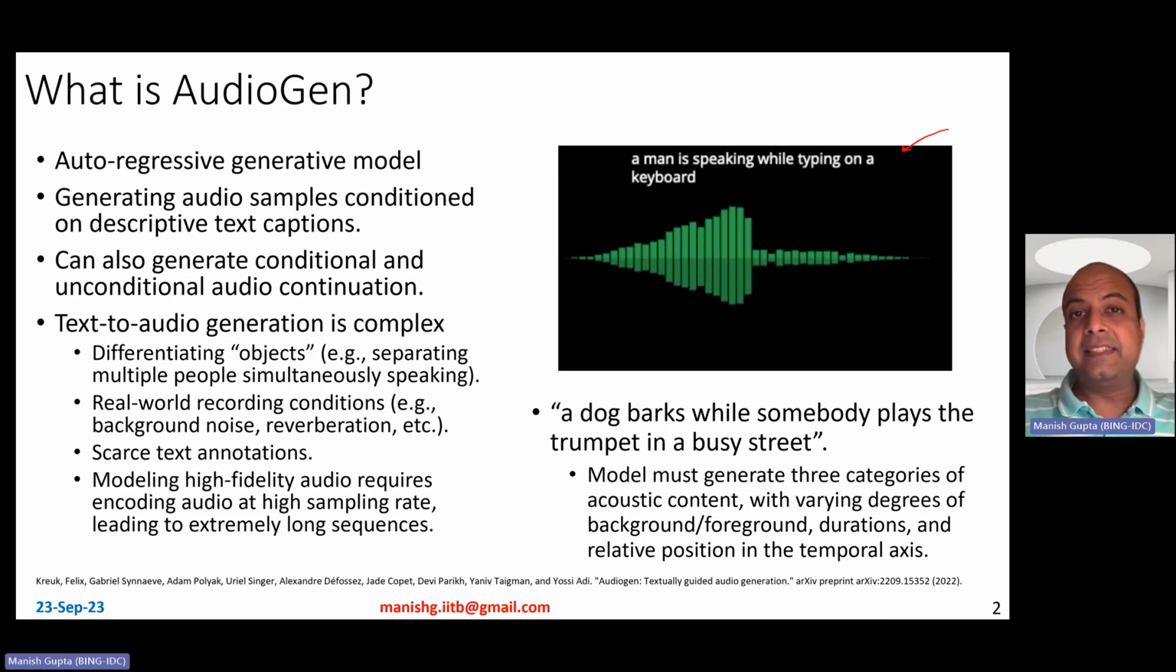So AudioGen is this nice large language model from MetaAI, which is basically an auto-regressive generative model. As you saw, it can generate really high quality audio samples conditioned on descriptive text captions, right? It can also generate conditional and unconditional audio continuation. By this, I mean that if you give some initial sound, let's say for 1 second, can it complete it for the next 4 seconds? It can actually do that, in a conditional or unconditional manner.